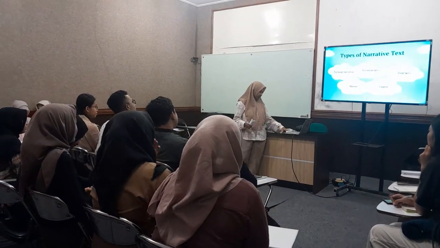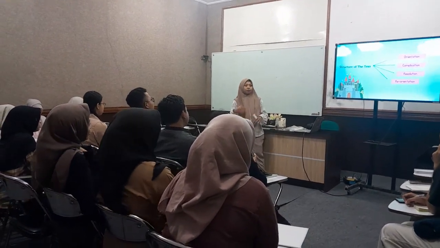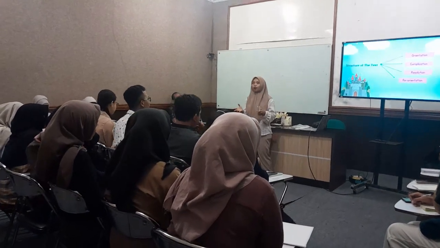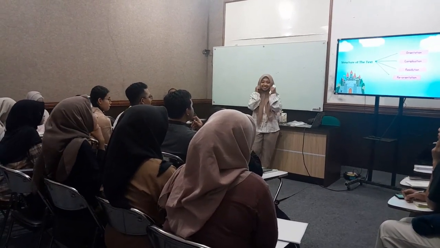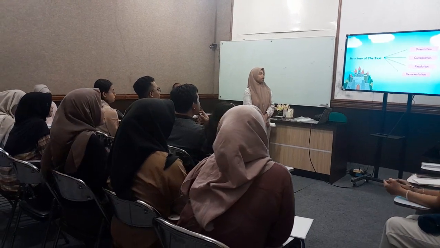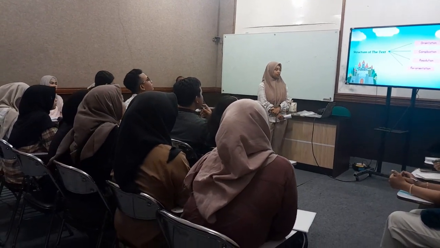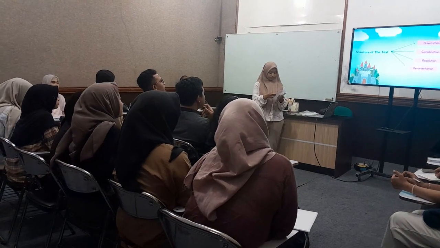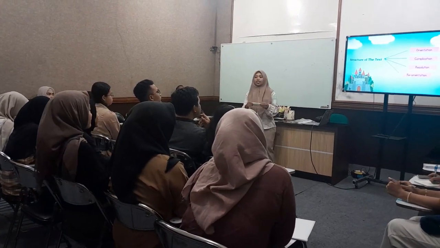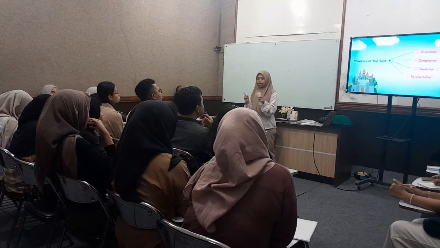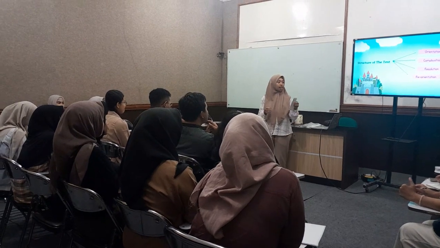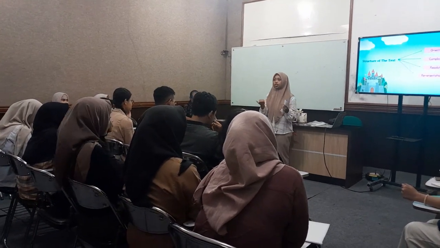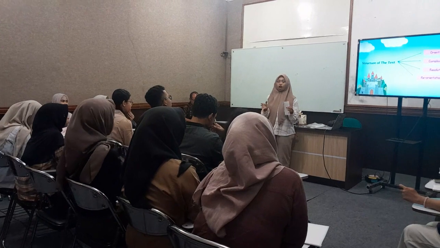So, next, after we know about the types of narrative text, we go to the structure of the text. Anyone who wants to read? Okay, Askia. Structure of the text. The first one is orientation, and then complication. The third one is resolution, and the last one is reorientation. Okay, thank you, Askia. So, the first, orientation. Orientation is the beginning of the story, and it introduces the character and also the settings of the story.